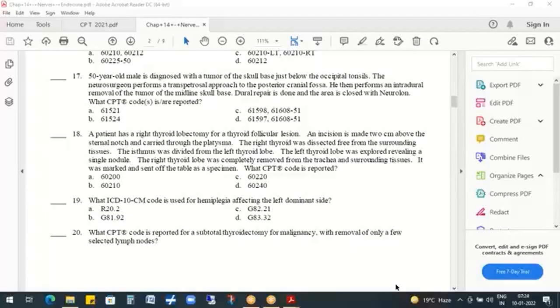Okay. Now if you see here, partial lobectomy is done, or lobectomy is done, or lobectomy with contralateral lobectomy. What is done here in the scenario? What is done by the physician in this scenario? Right thyroid lobectomy completely removed. On which side? Right side. That means lobectomy unilateral. Yes or no? Yes, sir. Okay. Now search the code.